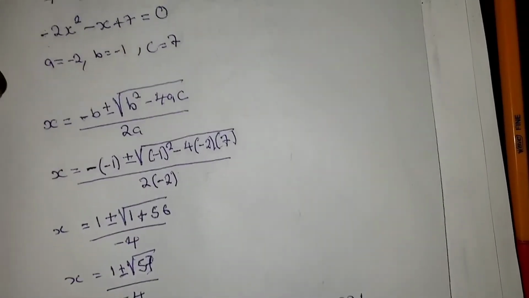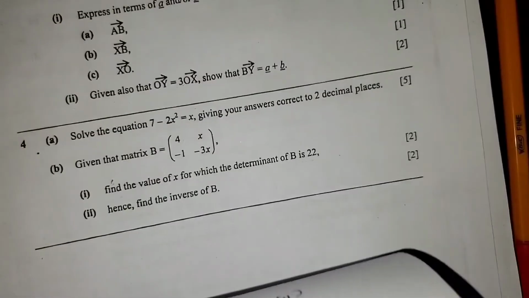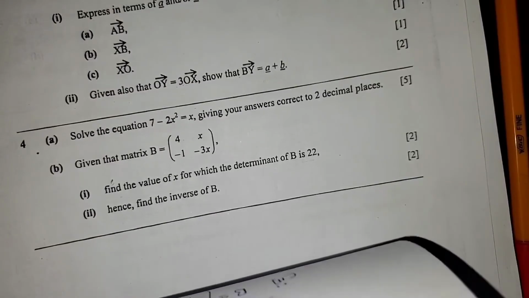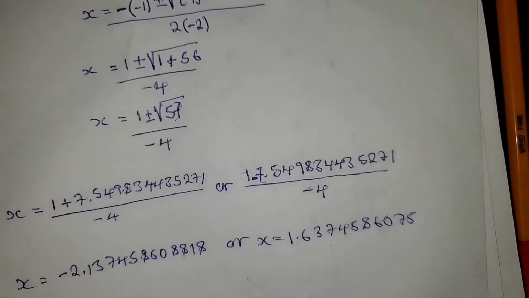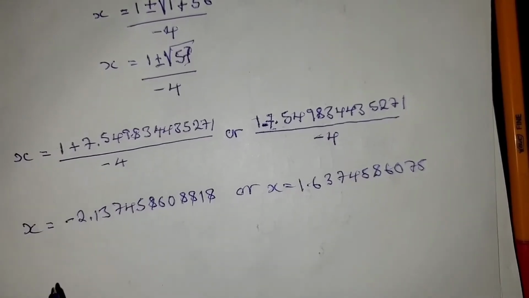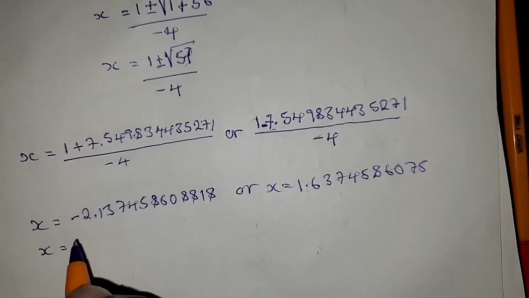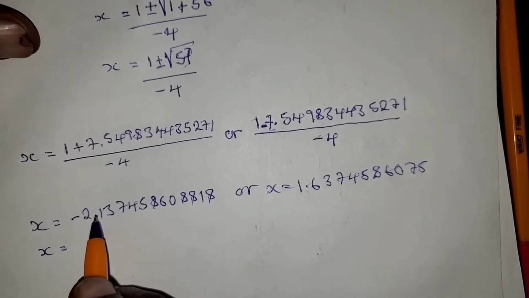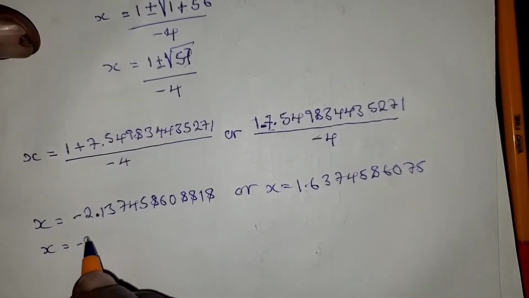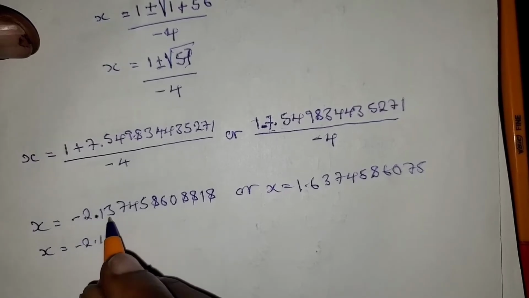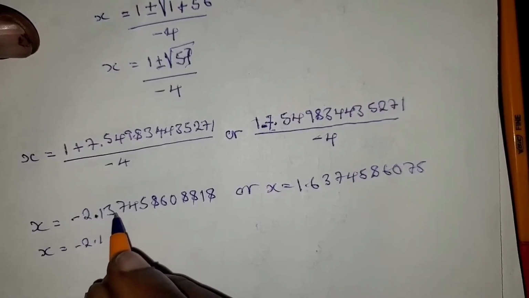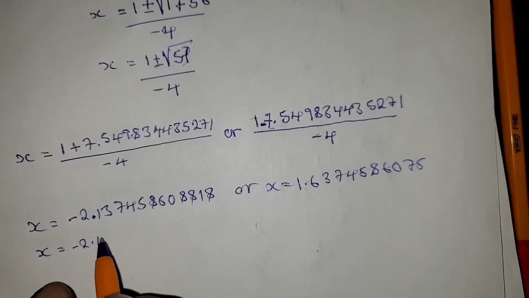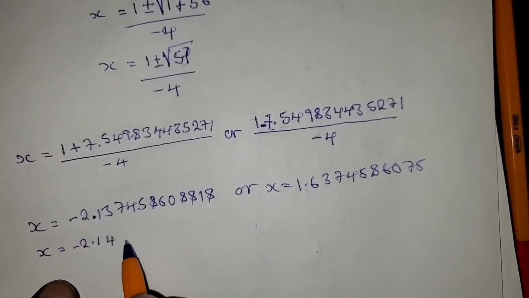It is very simple. Here in the question we are asked to give our answer correct to 2 decimal places. So let's do that. I'm going to say x equals, to 2 decimal places, 2 numbers after the decimal point. So 1, 2, so it is going to be -2.1. Look at the second decimal place: there's a number which is greater than 5, so we're going to add 1 to this one, and it's going to be 4.